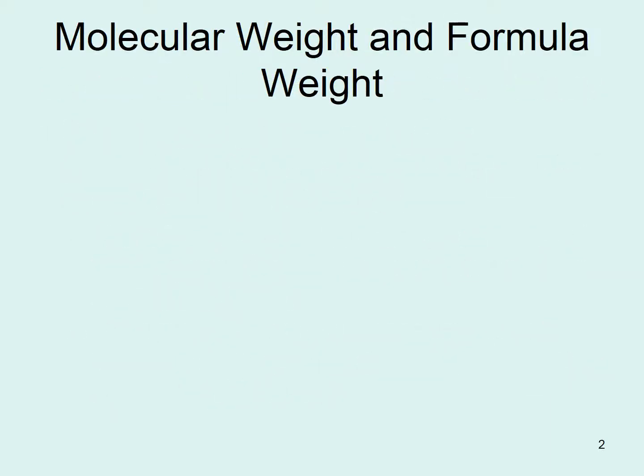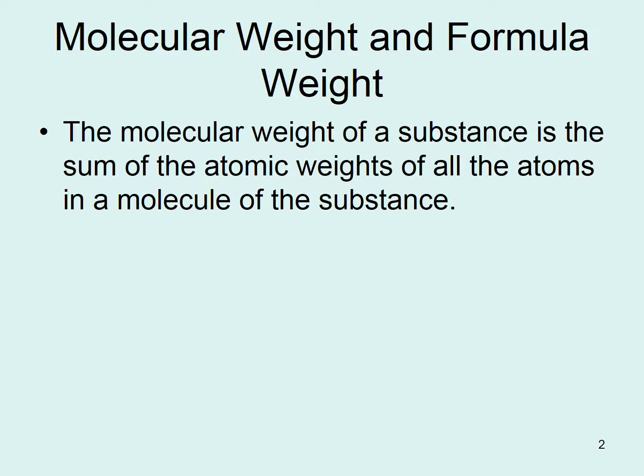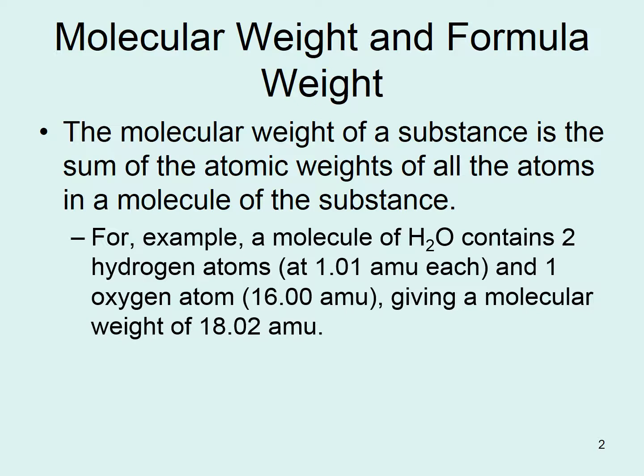All right, so first of all, let's talk about molecular weight and formula weight. So the molecular weight of a substance is just the sum of the atomic weights, so it's pretty straightforward. If you have H2O, it contains 2 hydrogen atoms. Each hydrogen weighs 1.01 AMU, and 1 oxygen, which weighs 16 AMU. So the molecular weight of water is 18.02 AMU.